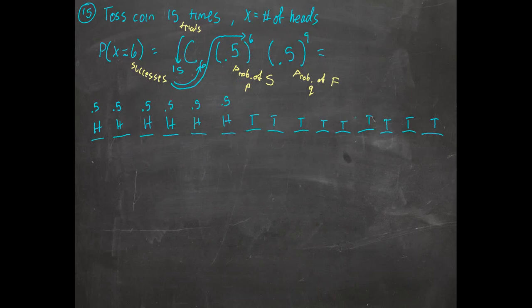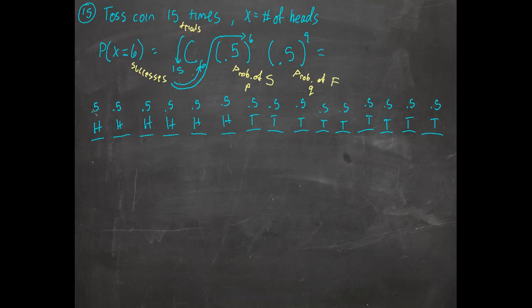Then the probability that I'll get the following 9 to be tails is also, each tails has a probability of 0.5, 0.5, 0.5, all the way down. So we multiply all of these together. Well, this part would be 0.5 to the 6th. This would be 0.5 to the 9th. And that's where 0.5 to the 6th and 0.5 to the 9th come from, because we're going to have 6 successes and 9 failures.